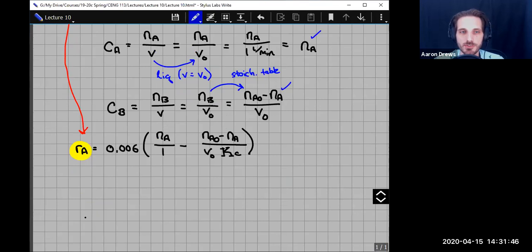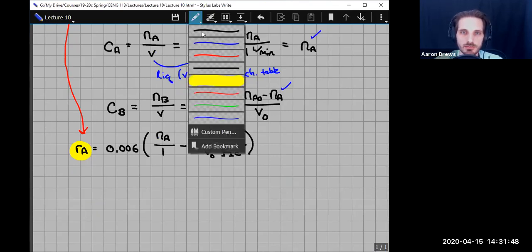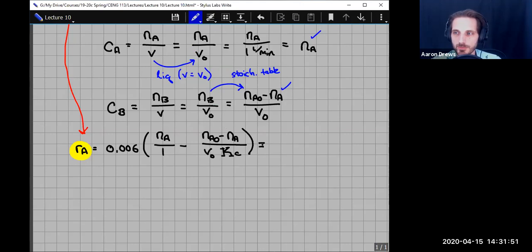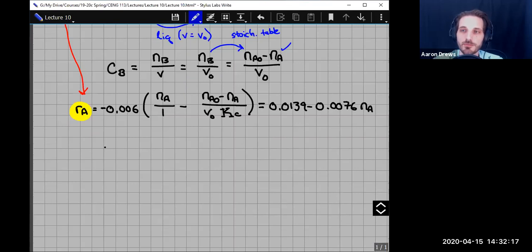All I've done is substitute in the numbers for it so that we can then write that R sub A is 0.0139 minus 0.0076 N sub A. Oh yeah, sorry, there is a negative sign right here. Thank you. Forgot that. I left off that negative sign, but this one is okay. I have the correct version on the other side.